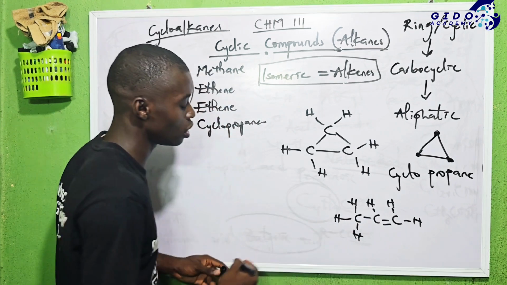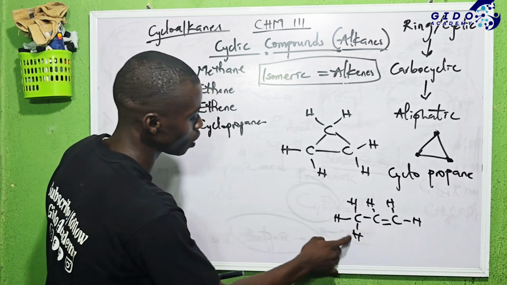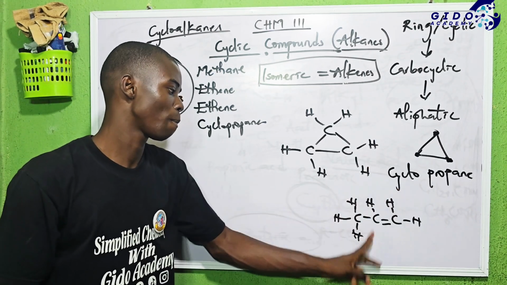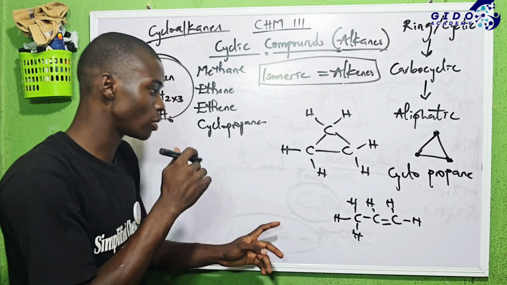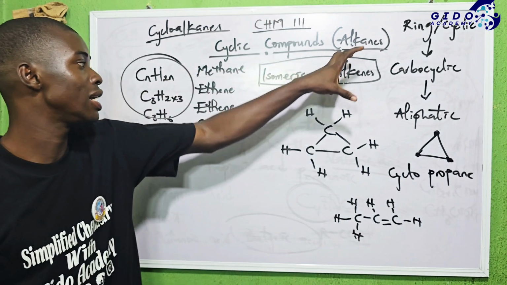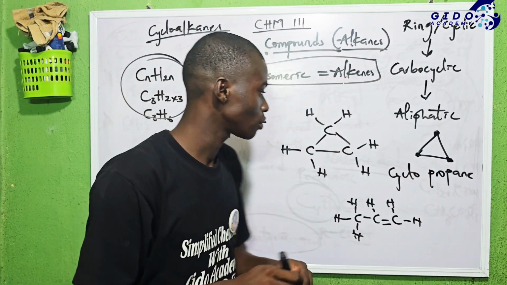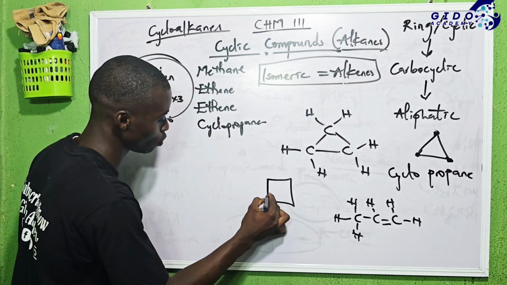hydrogen, and the hydrogen here. So let's count: one, two, three carbons, and one, two, three, four, five, six hydrogens. They have the same molecular formula but different structural formula. That's why I said all cycloalkanes are isomeric to what? To alkenes. So cyclobutane. Please, this is the formula for cyclobutane.